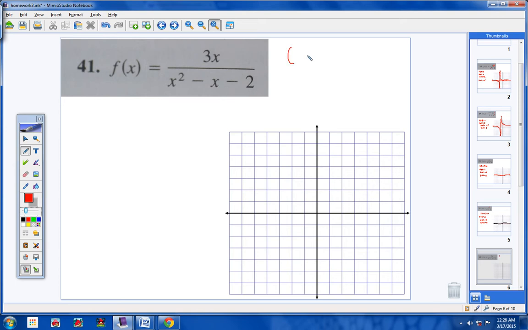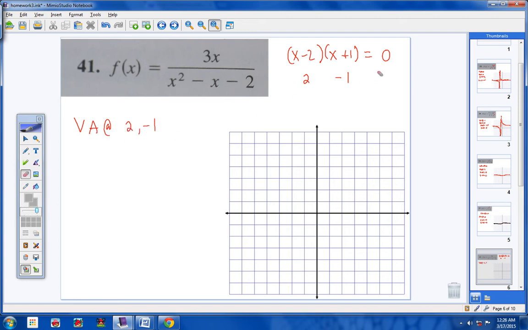If you factored the denominator, you would get (x - 2)(x + 1). I'm not being mean, but by now we should really be able to factor those quickly, okay? Positive 2 is the number that makes this parentheses 0. Negative 1 is a number that makes this parentheses 0. So our vertical asymptotes are at positive 2 and negative 1.